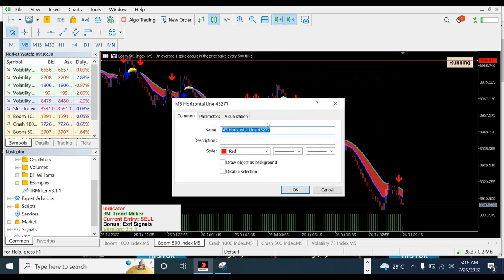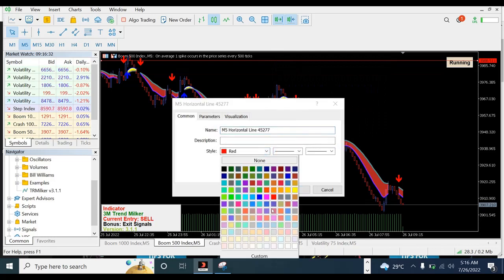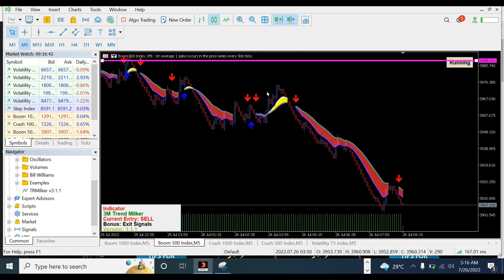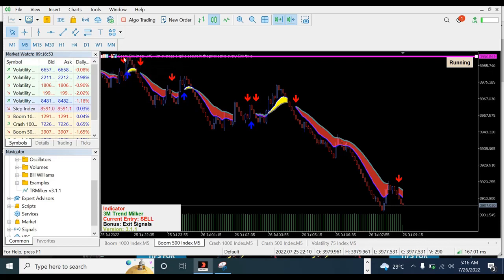Let me adjust this horizontal line a bit. Let me give it a different color, and of course, so that we can see it very well, I'm going to thicken the line. Okay, I think this is cool enough. So from this horizontal line it started. This is where the sell trend started from.